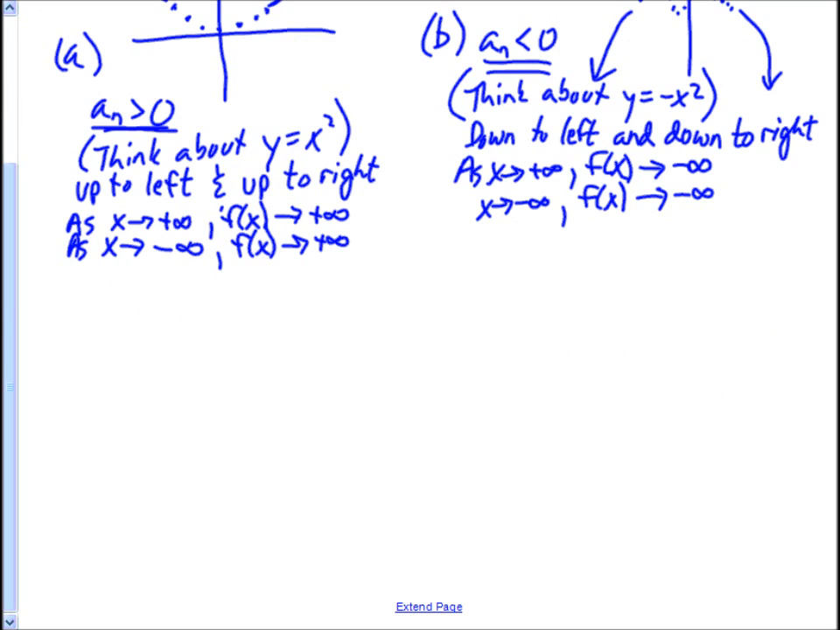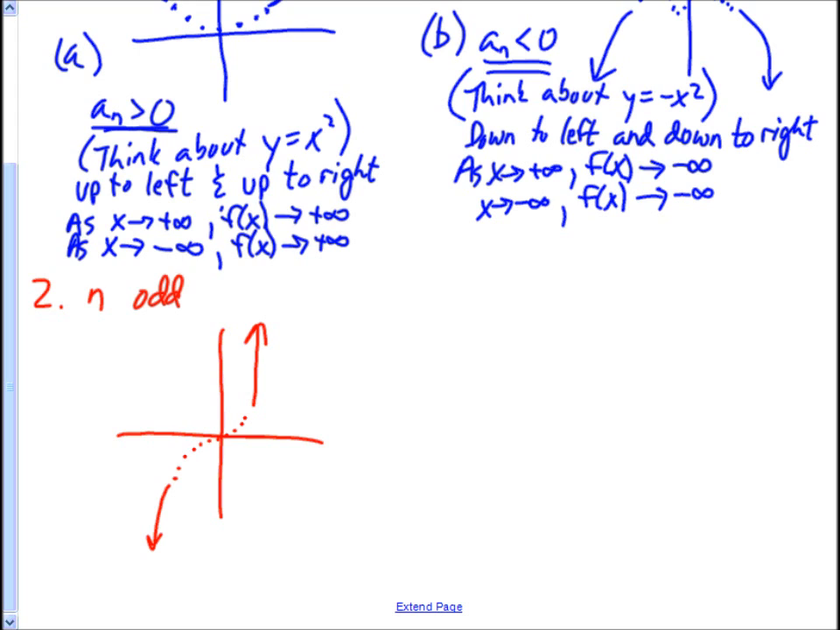Now, the second scenario, so number 2, what if your degree, your n, is odd, okay? I'm thinking of the old classic x cubed. I like to think of x cubed. So if you're looking at x cubed, you know how it kind of looks like that, right?